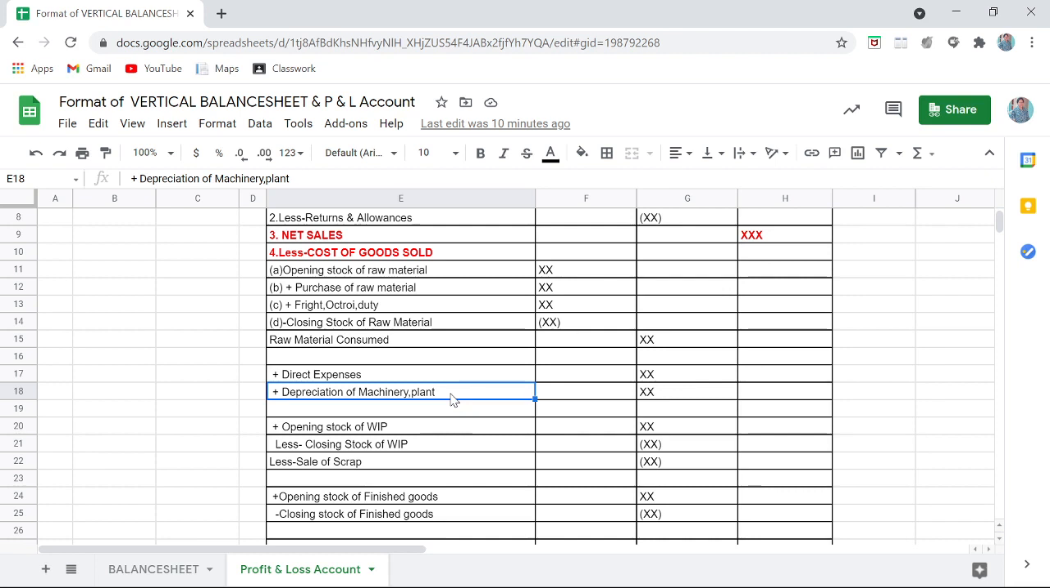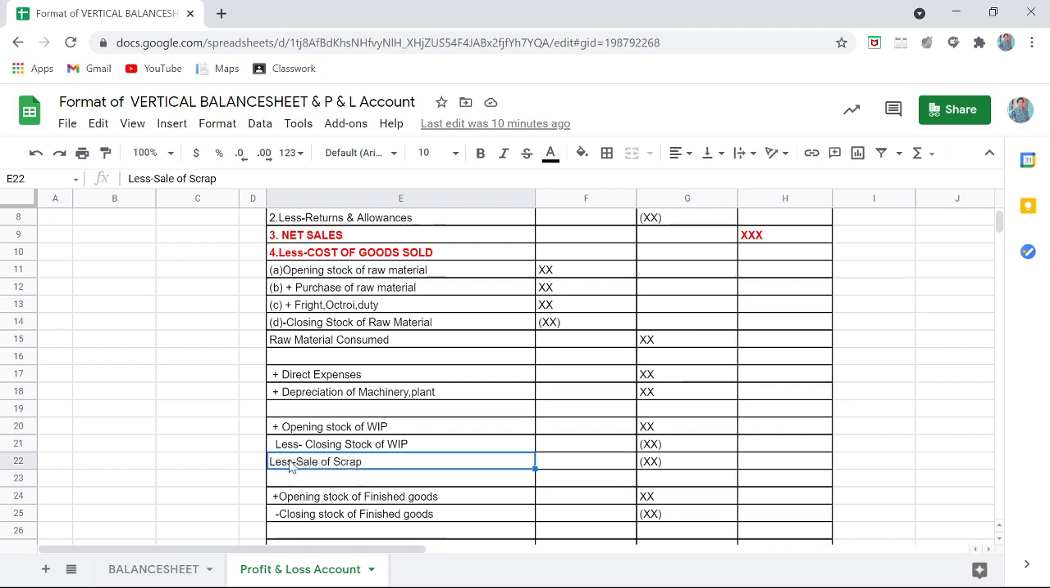If you have any depreciation on furniture or computer, it will not come under cost of goods sold. Only the assets which are used in the factory, only for those is depreciation recorded here. Then if you have any stock of WIP, add opening stock of WIP less closing stock of WIP, meaning if any work is incomplete, that you have to complete first. That's why. Less sale of scrap.